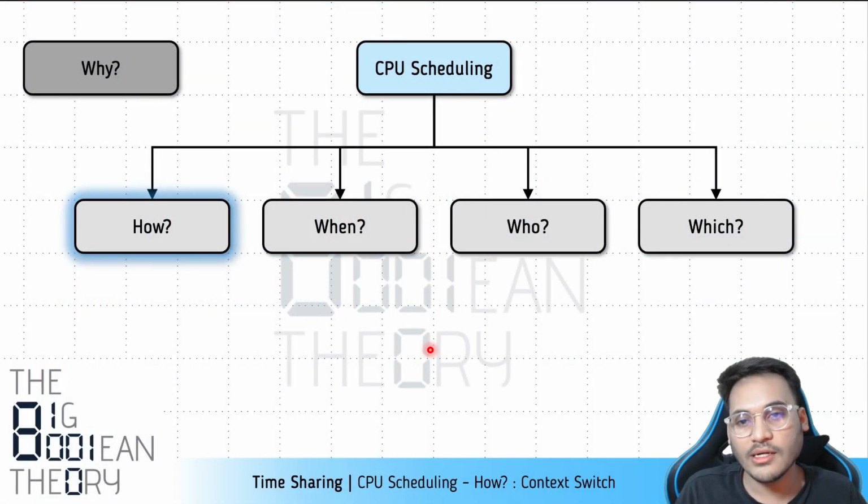So let us start the discussion with this slide. As you can see, we are trying to answer different questions related to CPU scheduling so that we can understand different aspects about it, right? We have already talked about the why question, and now we are interested in the how question. That is, how exactly is CPU scheduling done? What is the mechanism which makes it possible to switch different processes on the CPU? That is the how question, the mechanism of CPU scheduling, right?